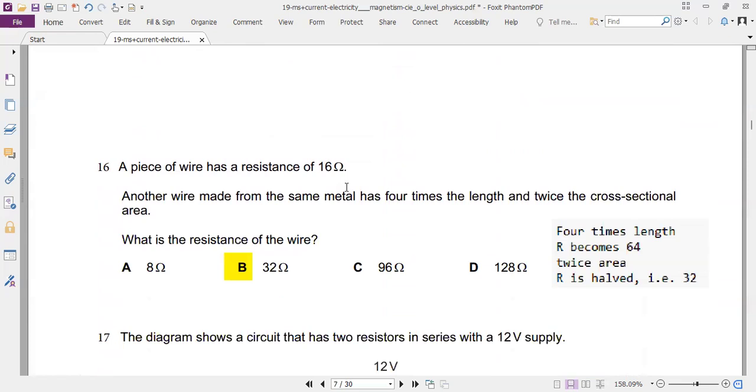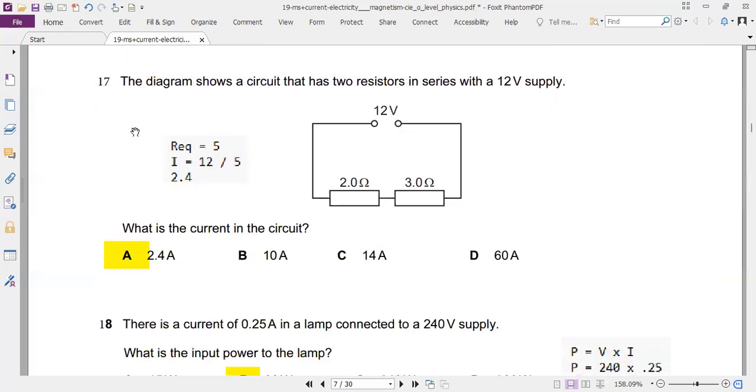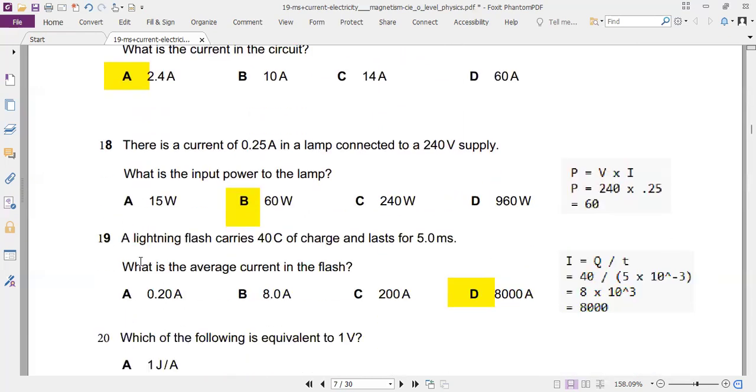Number 16. So we have a resistance of 16 ohms. 4 times the length means the resistance is 4 times, 64. And then twice the area means it will be half, 32. So 32 is given here. Number 17, 3 and 2 ohm resistors, add them, makes 5, 12 over 5 gives 2.4, given here.